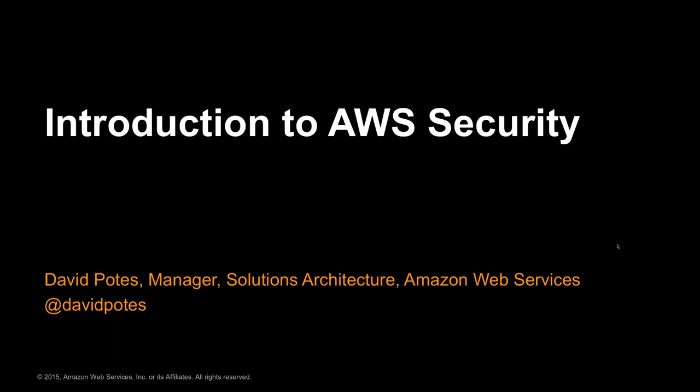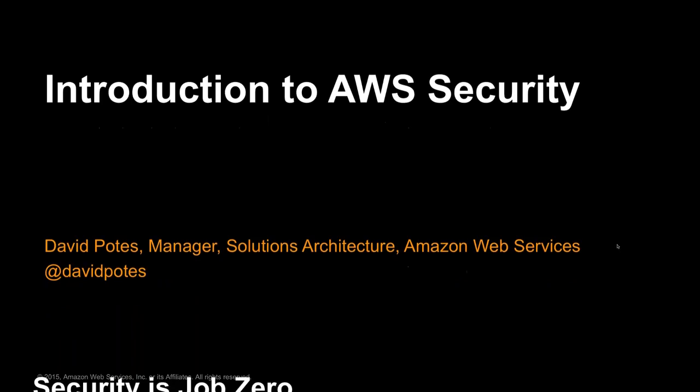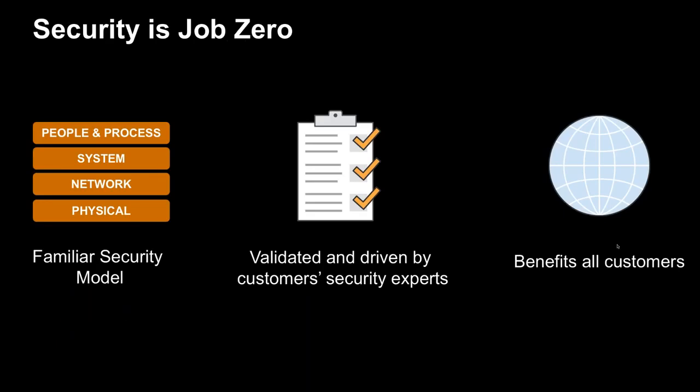And welcome. I'm David Potes. I want to talk a little bit about AWS security and how we look at and approach security at AWS. So at AWS, security really is job zero. I mean, we actually say this all the time, and we back it up with processes and people and tools. And there's a familiar security model.